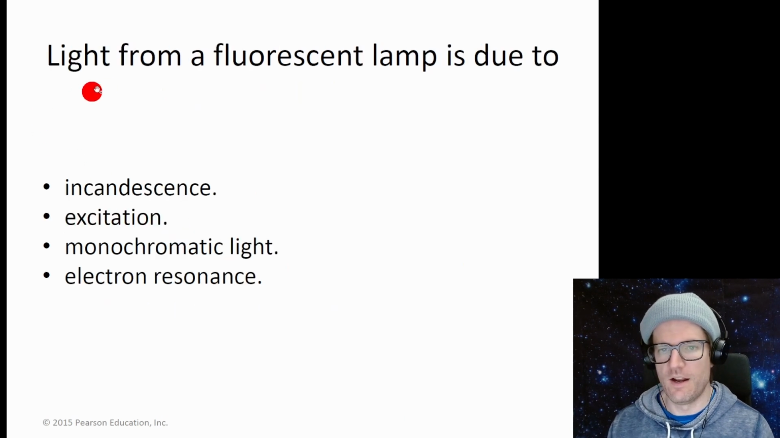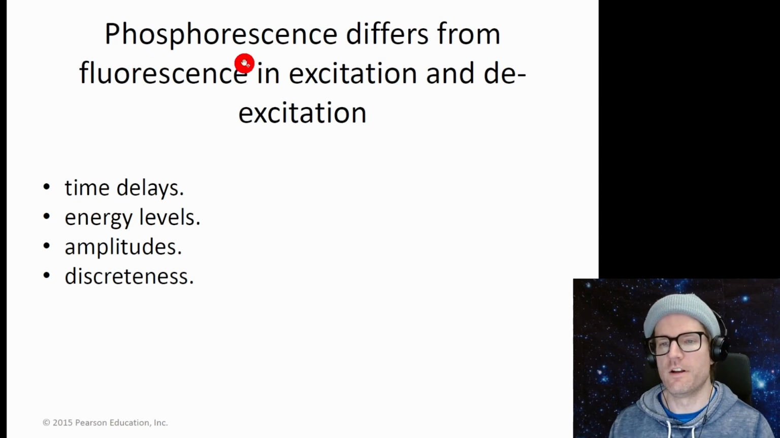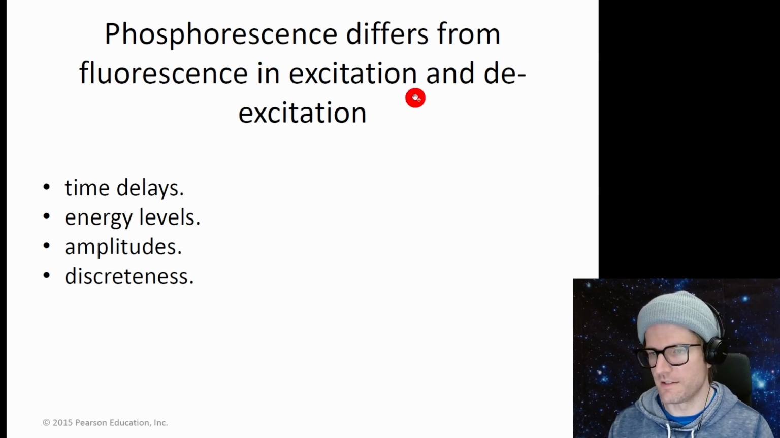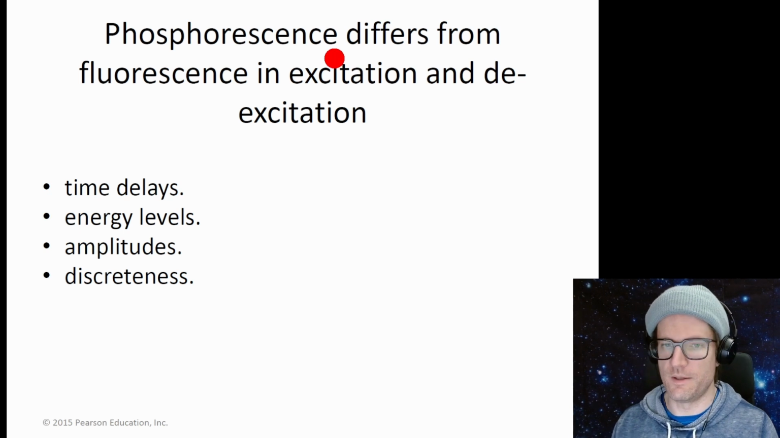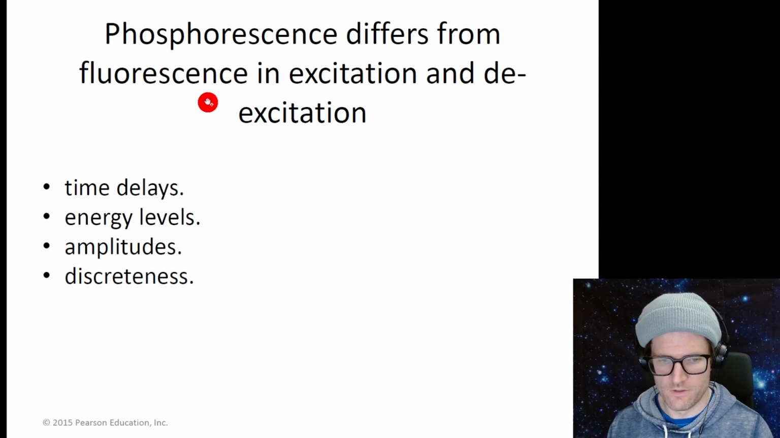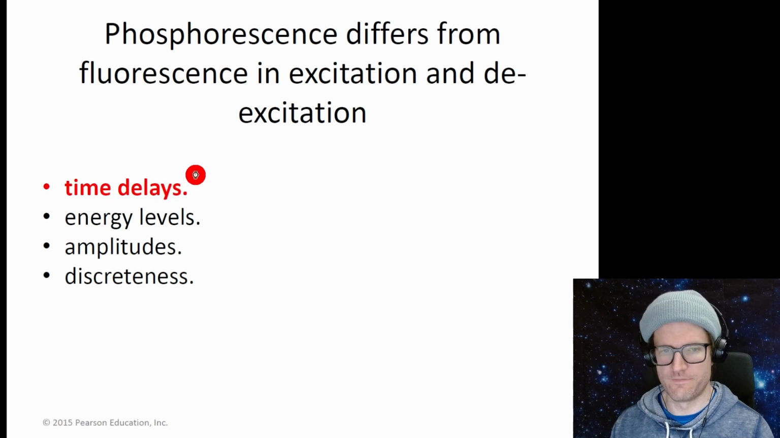Light from a fluorescent lamp is due to, incandescence is different. Monochromatic light is a laser. Electron resistance is not really related, so excitation. Phosphorescence differs from fluorescence in excitation and de-excitation. Well, phosphorescence is like glowing, and that's because the de-excitation of electrons is happening with a time delay, and fluorescence is the same de-excitation but immediate. So there's no difference in energy levels, amplitudes, or discreteness. It's really those time delays that are the primary difference.